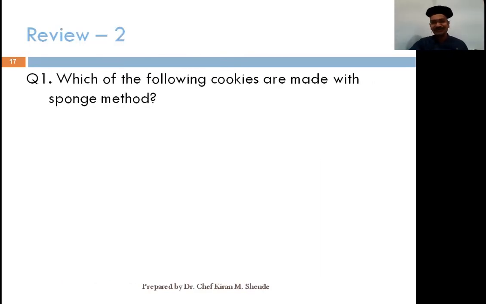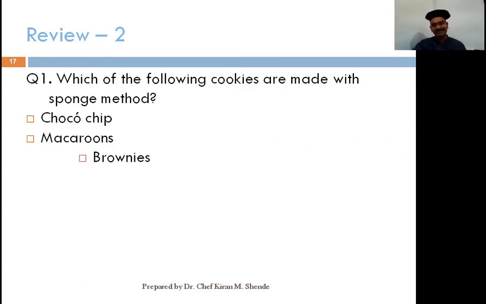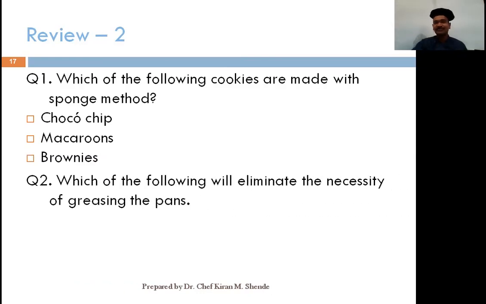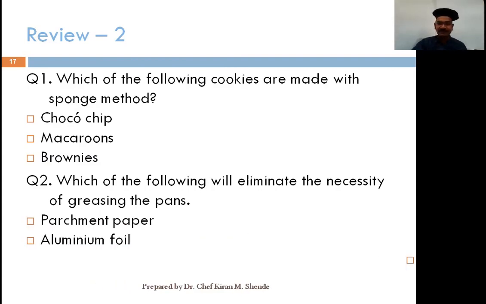First question in my review number 2. Which of the following cookies are made with sponge method of cookie making? Your options are chocolate chip cookies, macarons, brownies. My question number 2. Which of the following will eliminate the necessity of greasing the pan? The options are in front of you: parchment paper, aluminum foil, and cling foil.